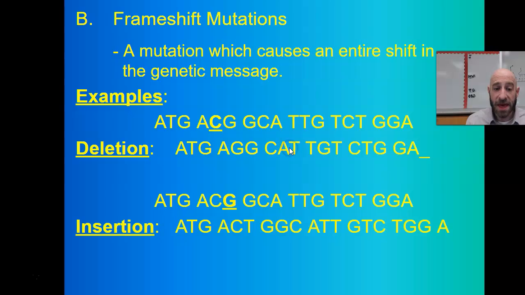The second type is called an insertion. An insertion is when you add a base. So let's say here is a perfect example of that. So it goes ATG, ACG, GCA. Well, now we're throwing a T in here. So we threw a T in where that G is, and everything moved down one.